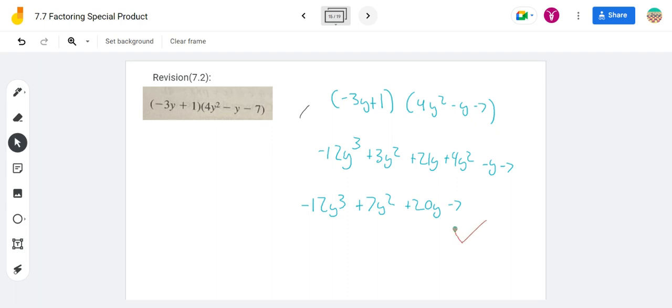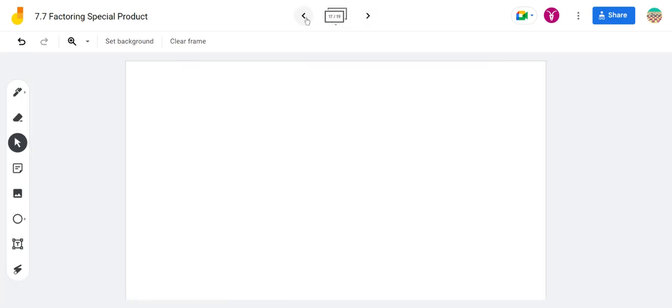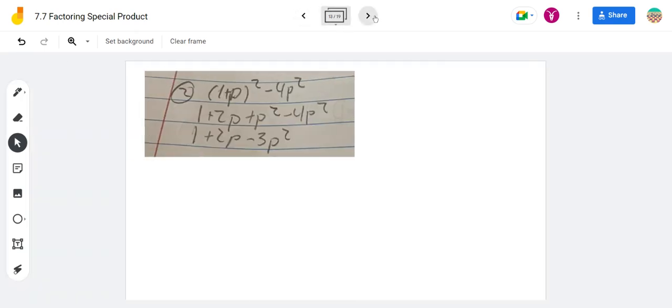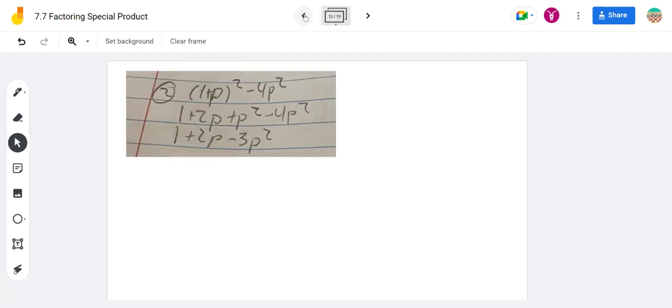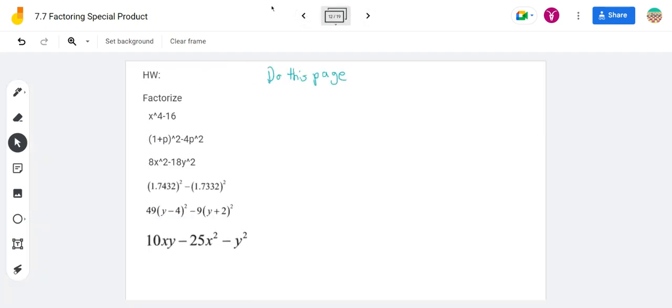And slide number 16, this one expands out to a square minus 2ab plus b square. This one is a square minus b square. And then this one is not doable. And so this is question 2 of the exercise.